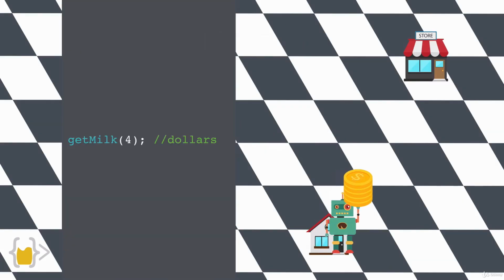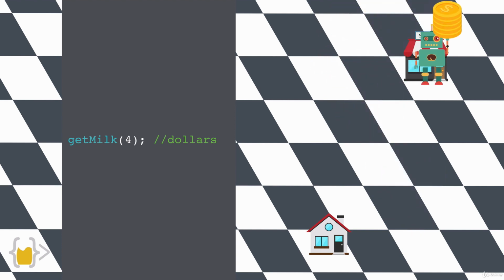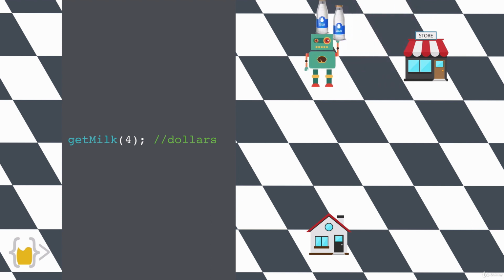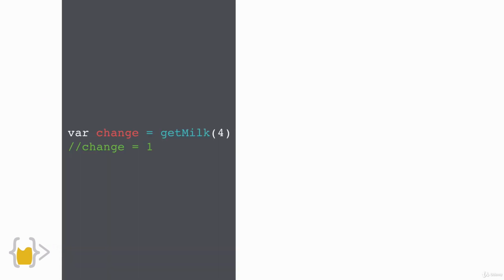So in this function, if we gave an input of $4 and each bottle of milk costs $1.5, then the robot will buy 2 bottles of milk, which will cost $3, and it'll give us $1 change. And that $1 of change is the output from this function, which we can bind to a variable called change. So for example, we can say variable change is equal to the outcome of the function getMilk with an input of 4. And change will equal 1.